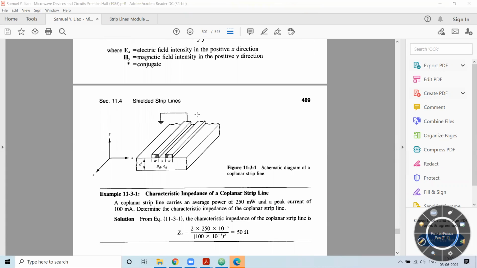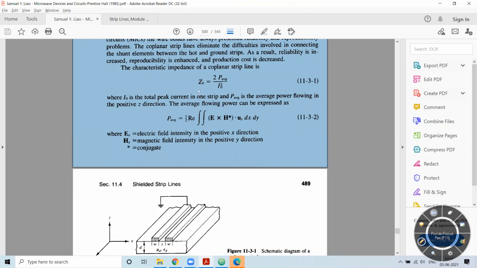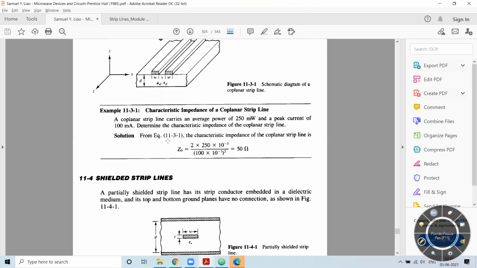So here we can use this equation directly, that is 2 times P average divided by I naught square, to identify the characteristic impedance. When we make the substitution and simplify it, we get Z naught nearly equal to 50 ohm. So this is the characteristic impedance of the coplanar strip line.